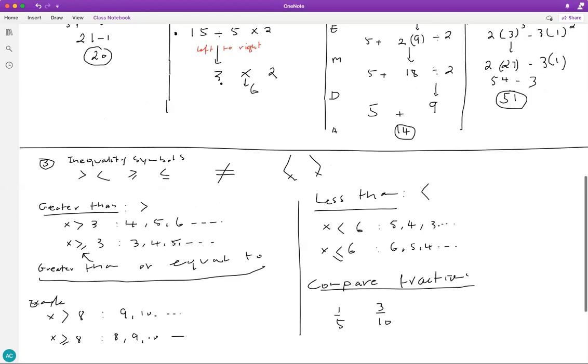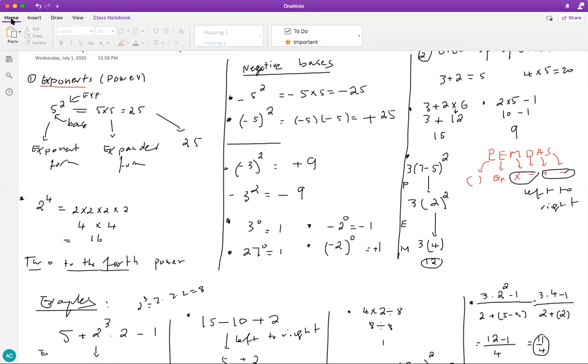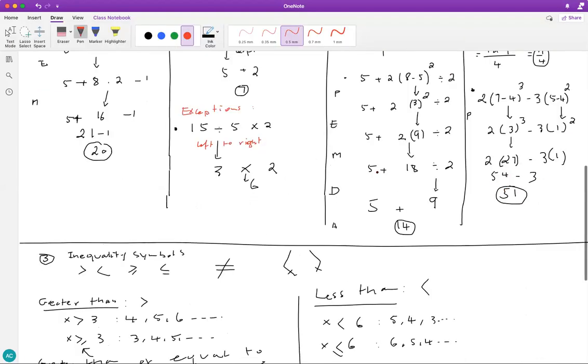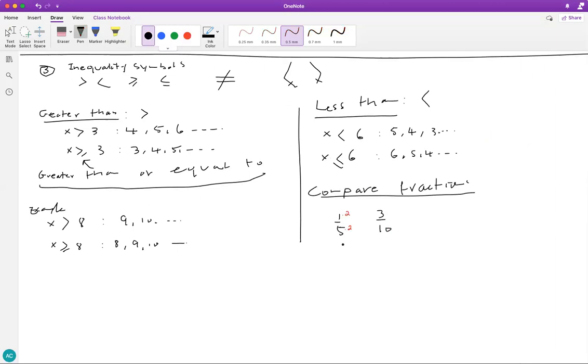So what do you do? You just grab a pen here. Where's my pen? Red pen. Okay, so to turn this into 10, we times it by 2. By 2, and here by 2. This one is already 10, so we don't need to multiply it. So this will be 2 over 10 if we times these, and this stays the same.